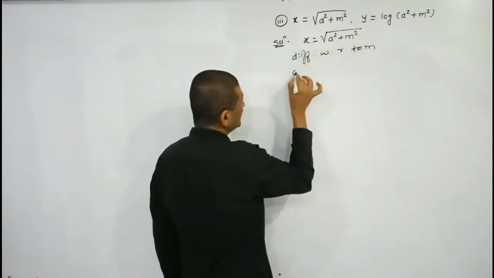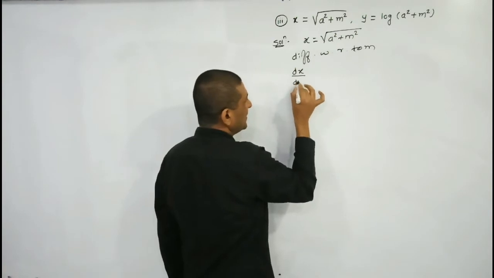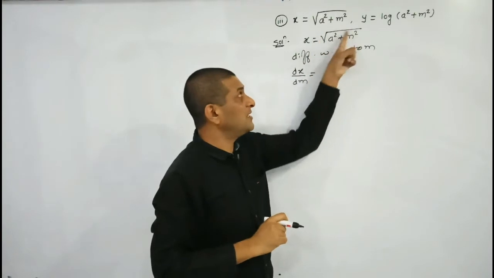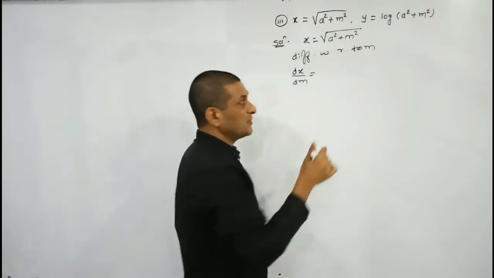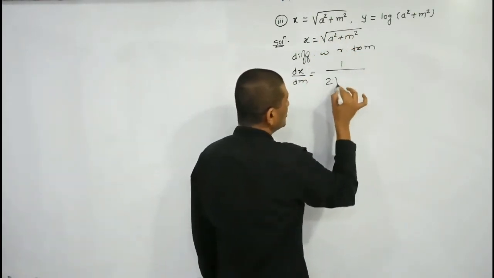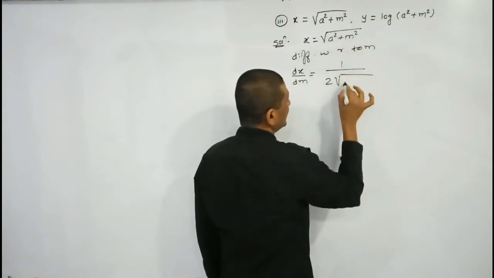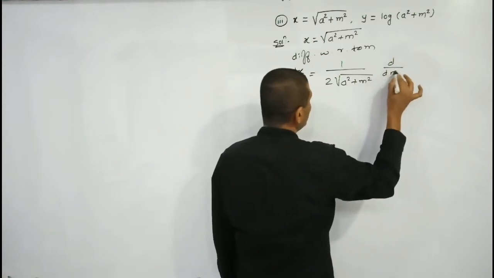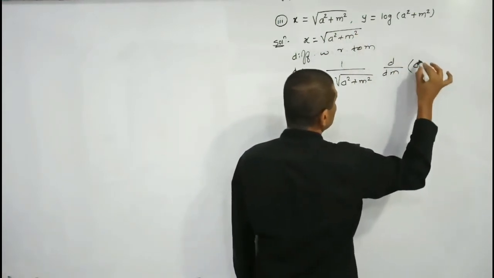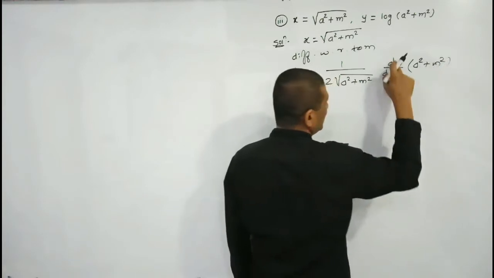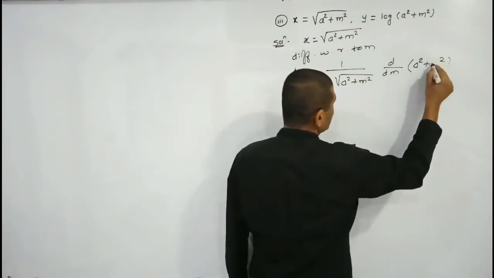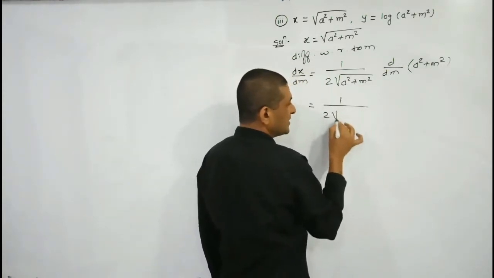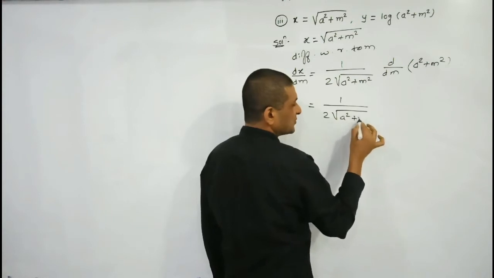So the derivative of x with respect to m is denoted by dx upon dm. On this side, if you observe the function, it is in the form of under root f of x. What is the derivative of root f of x? 1 upon 2 root f of x. What is f of x here? A square plus m square, into the derivative of f of x. What is f of x here? A square plus m square, isn't it? We are differentiating with respect to what? m. Try to understand it. So this is equal to 1 upon 2 under root a square plus m square, keep it as it is.